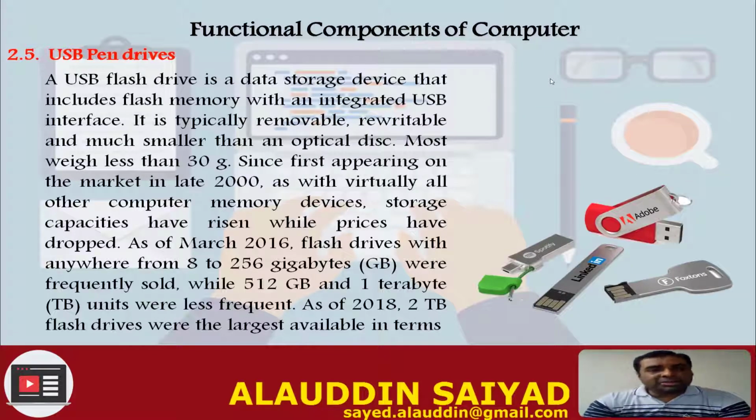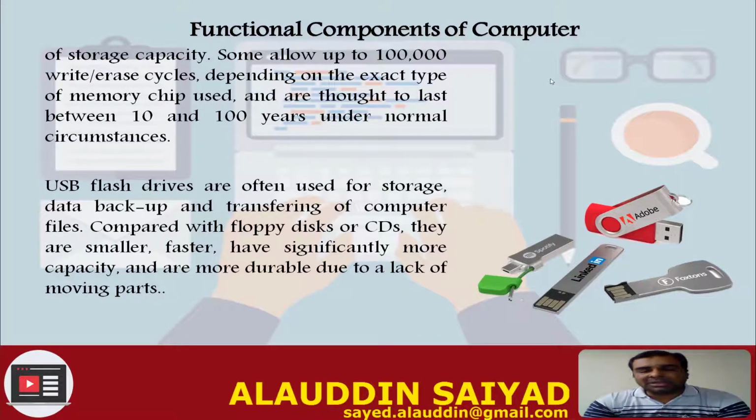USB pen drives. A USB flash drive is a data storage device that includes flash memory with an integrated USB interface. It is typically removable, rewritable, and much smaller than an optical disk, most weighing less than 30 grams. Since first appearing in the market in late 2000, as with virtually all other computer memory devices, storage capacities have risen while prices have dropped. As of March 2016, flash drives with anywhere from 8 to 256 GB were frequently sold, while 512 GB and 1 TB units were less frequent. As of 2018, 2 TB flash drives were the largest available in terms of storage capacity in USB storage.